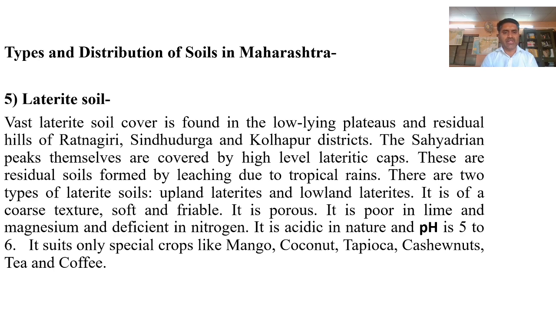The Sahyadri peaks themselves are covered by high-level laterite caps. These are residual soils formed by leaching due to the tropical rains. There are two types of laterite soil: upland laterites and lowland laterites. As you know, in the Sahyadri ranges there is heavy rainfall, and that's why laterite soils are formed due to the leaching process, and that's why these soils are found in the Sahyadri ranges.